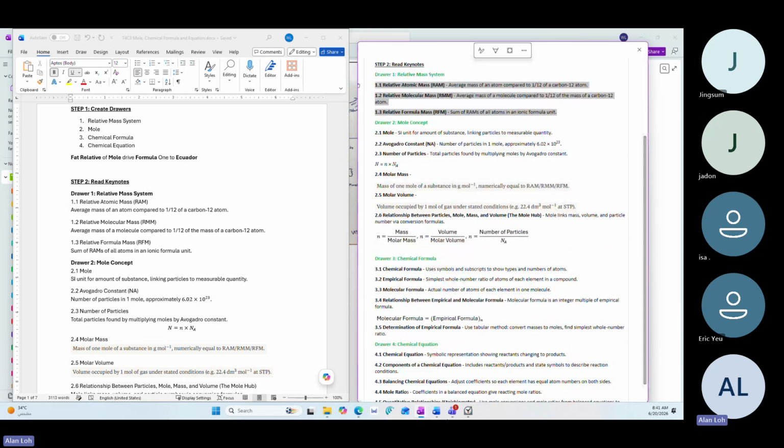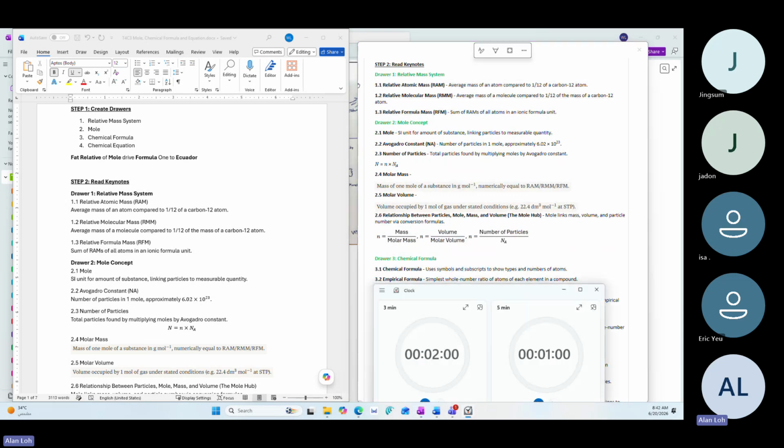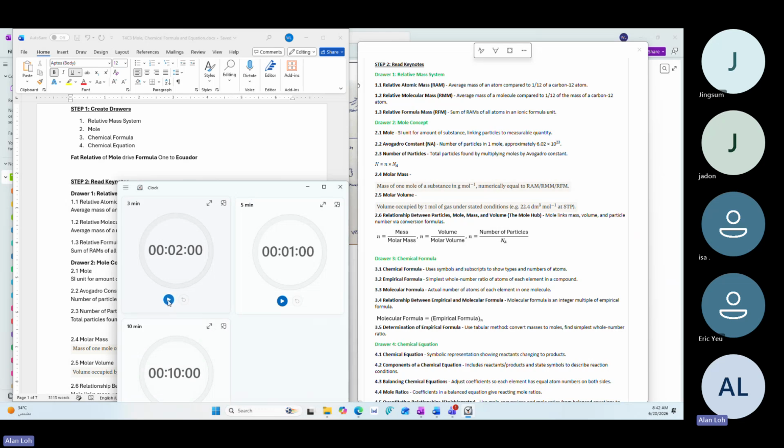Okay, so let's take 2 minutes to read drawer 1 and drawer 2. Drawer 1 and drawer 2, right? If you do not understand fully, that is fine, right? You have to set your right expectation, because you are still in step 2. And step 2 is a very beginning step. Let's start.